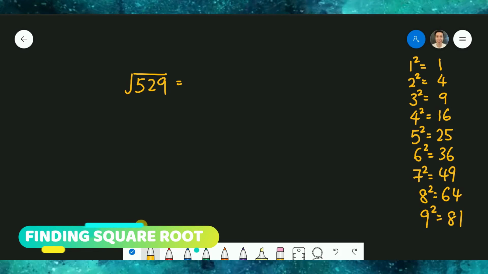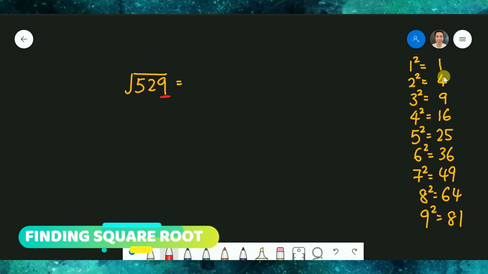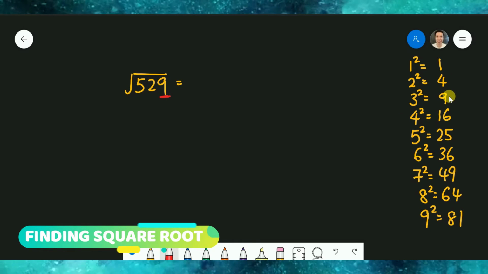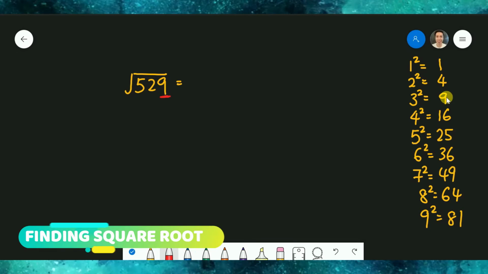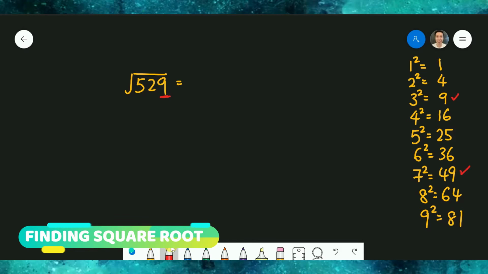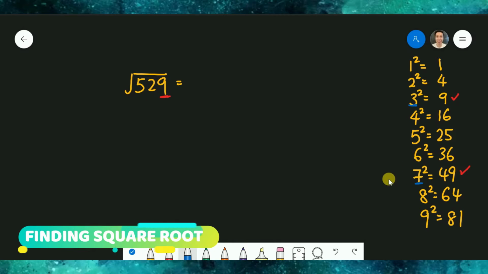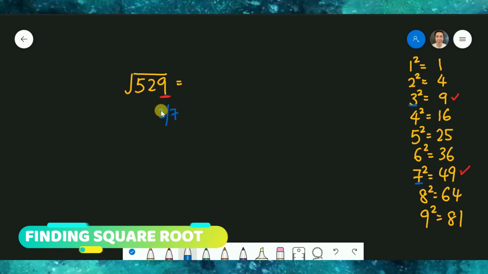Okay, so the first step is we need to see the last digit here, which is 9. Then we need to compare and pick up which ones end in 9. So it's very obvious, this one and this one, the last digit is 9. So without any further delay, we write down 3 and 7 as our last digit here. And you might have a question here, which number to pick up. No worries, I'm going to show you the next step.